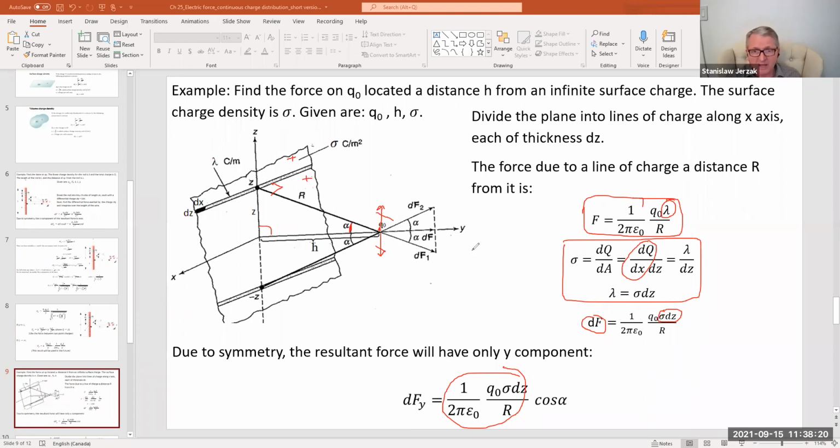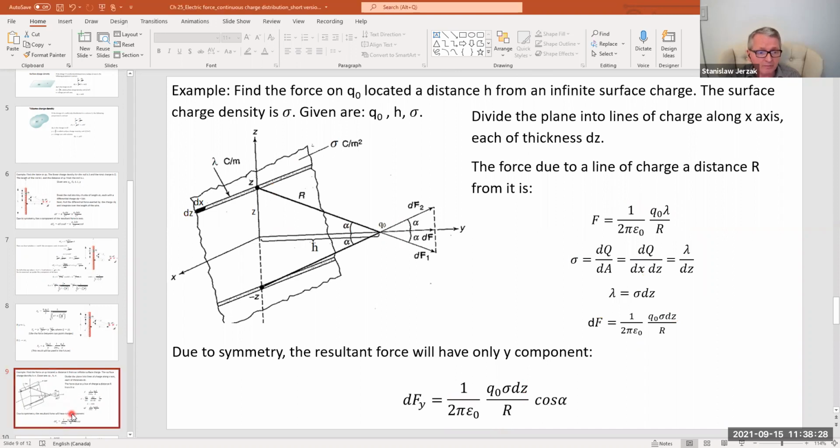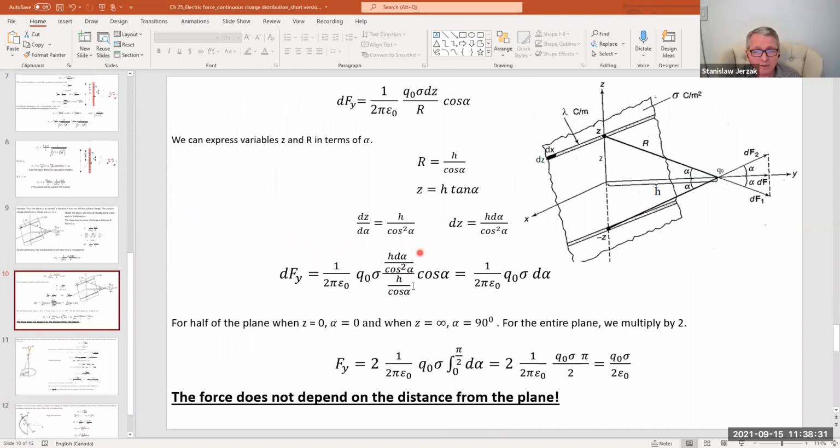And then, so that was done last time. This is just a review still. And then what I did not have time for in the previous lecture is to find the force due to the entire plane of charge. So here is that calculation. This is the expression for the differential force, the y component of the force exerted by one line of charge. This is the F1, and this is its component along the y direction.